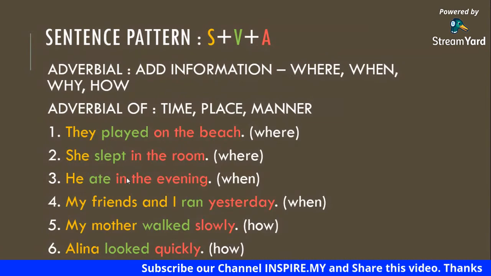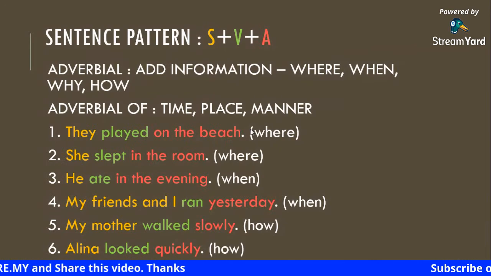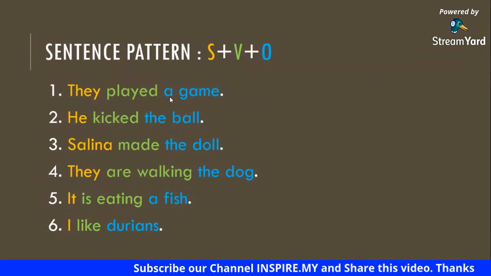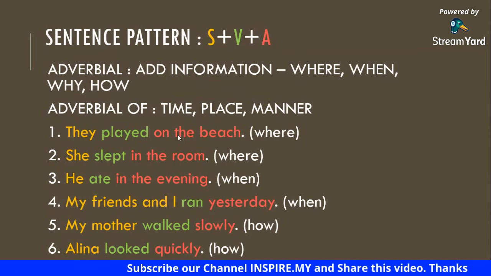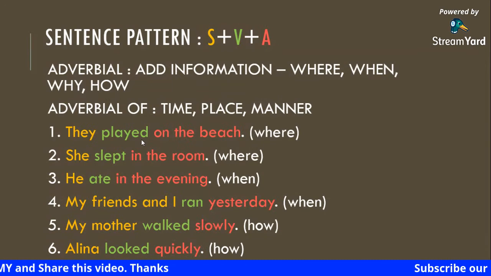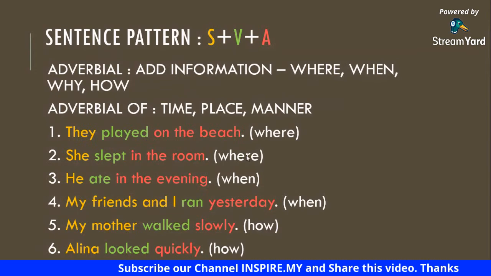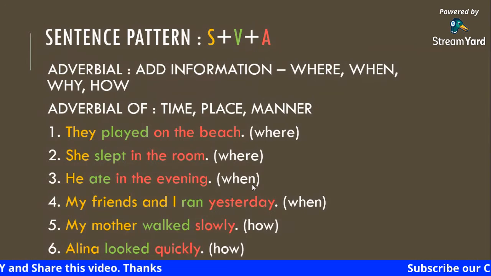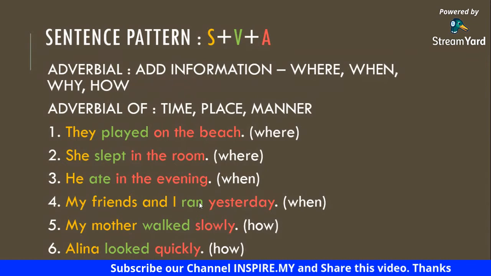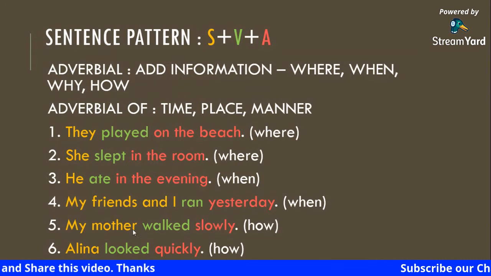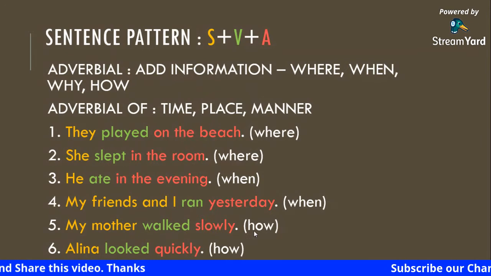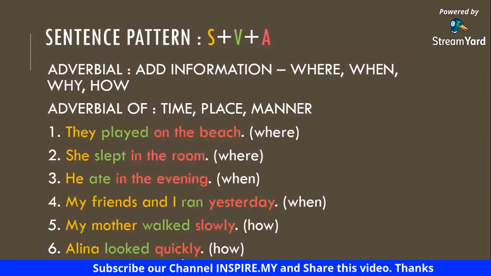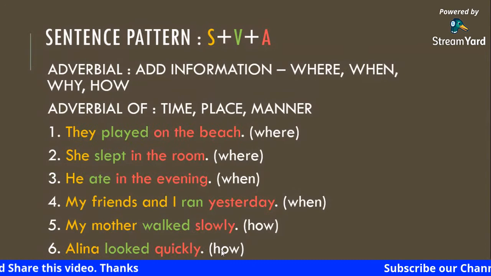So inga paranga. They play on the beach. Adula sentence. So, நம்ம இங்க போட்டோம் they played the game, அதே வந்து they played on the beach. So we say they played on the beach. இங்க நம்ம object போடல, it's okay because we are answering the question where. You see, they played where? On the beach. She slept in the room, answering the question where. He ate in the evening, answering the question when. My friends and I ran yesterday. Answering the question, when? My mother walked slowly. So slowly is an adverb. So we are answering the question, how? எப்படி நடந்தாங்க? Slow-ஆ நடந்தாங்க. Alina looked quickly. How? Quickly. She looked at the person quickly. So these are what we call SVA.